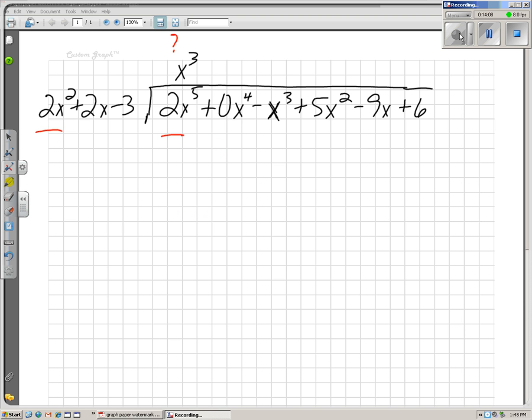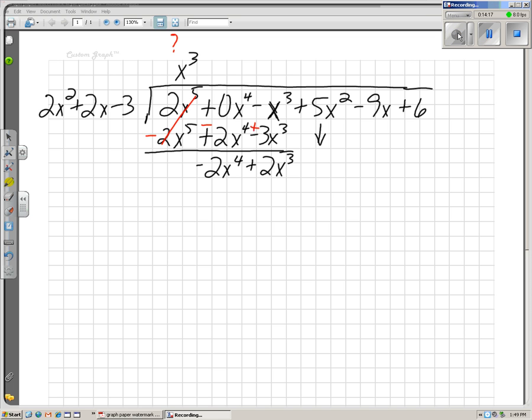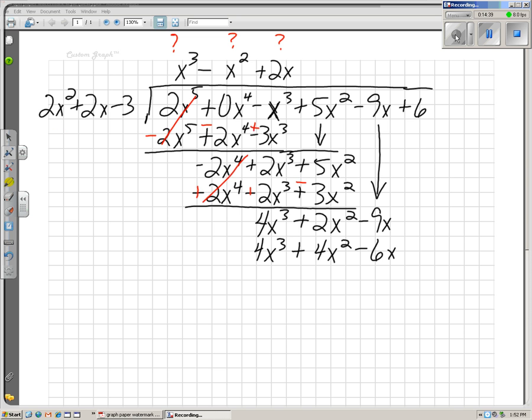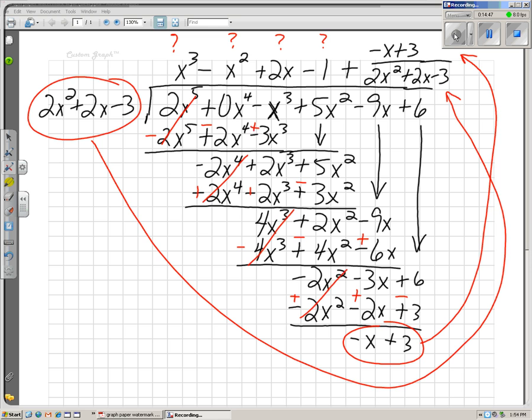So what do we multiply this by to get this? That would be x cubed. Now multiply it out. You draw the line and change the signs, minus, minus, plus. Bring down the next term, and here we go again. All right, question, what do I multiply this by to get that? All right, draw the line and change the signs. That's plus, that's minus. Bring down the negative 9x, and question again, what do I have to multiply this by to get that? That would be a 2x. Multiply it out, and you guys pause the video and see if you can finish the problem from here. And there we have our final answer.